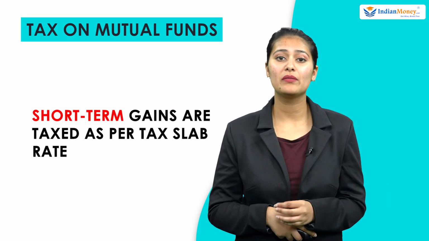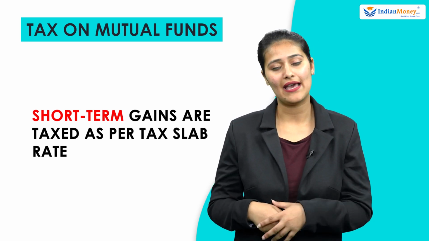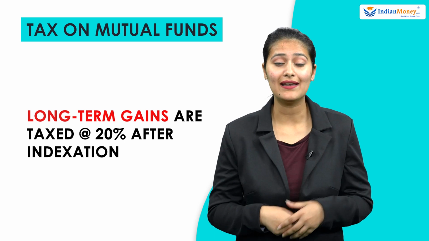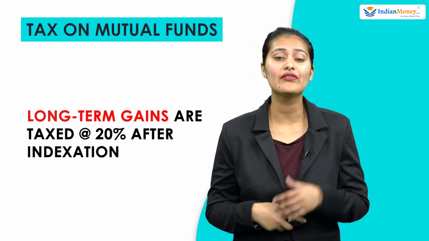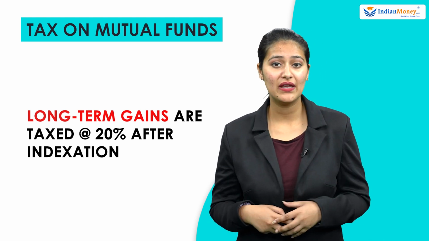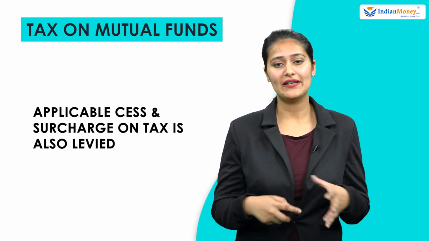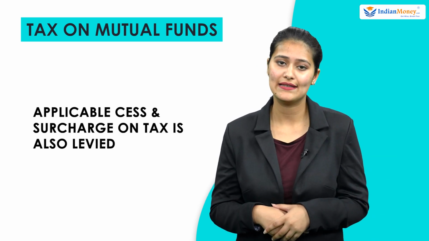Now, these gains that you make are added to your taxable income and they are taxed at your income tax slab rate. While on the other hand, long-term capital gains are realized when you sell the units of the debt funds after the holding period of 3 years. These gains are taxed at a flat rate of 20% after indexation. Also, let me tell you that you are levied the applicable cess and surcharge on the tax as well.